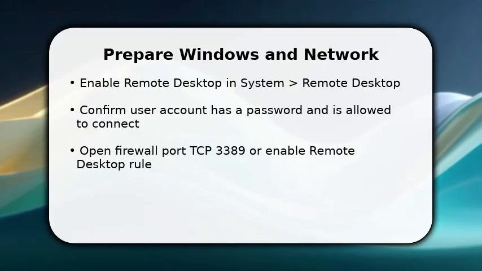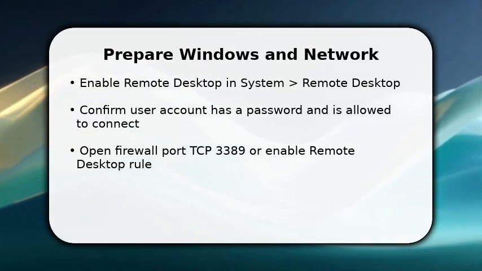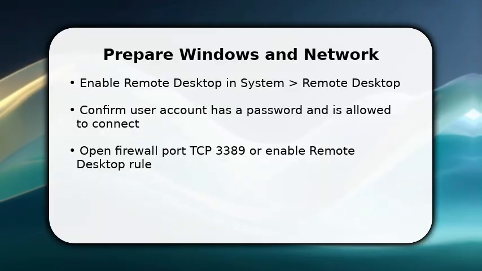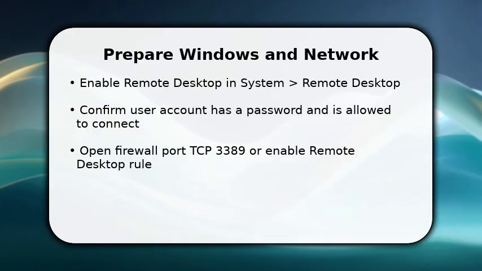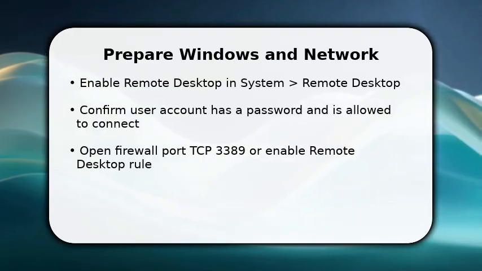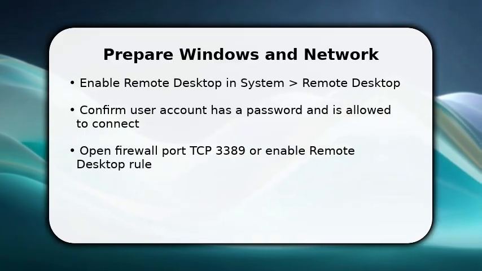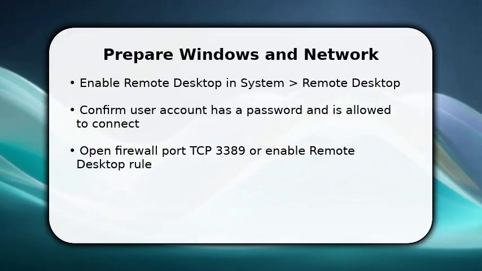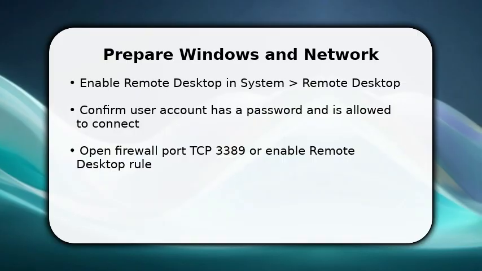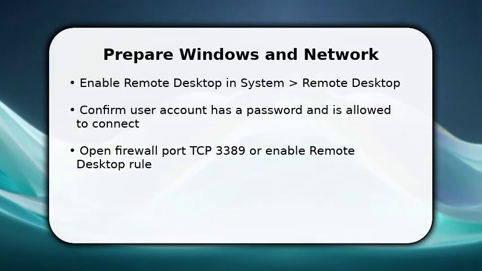You start by preparing the PC you will connect to. Enable remote desktop in settings so the service runs. Make sure the account you plan to use has a password and is in the remote desktop users group. This prevents denied logins. Once done, check Windows Firewall and enable the remote desktop rule or open TCP port 3389 on the host. Also note the IP or hostname now, because you will need it for the connection step that follows.